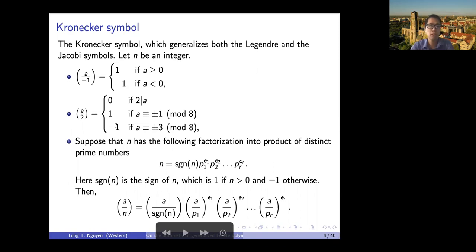So here we can imagine that the Kronecker symbol is defined in a very similar manner. So a over n will be defined to be this product corresponding to the factorization of n into prime powers. So this symbol here generalizes both the Legendre symbol and the Jacobi symbol. And I will explain in a second why it matters for us.